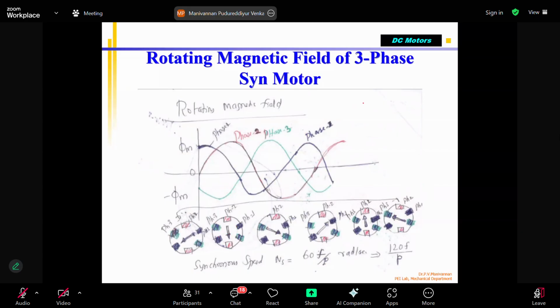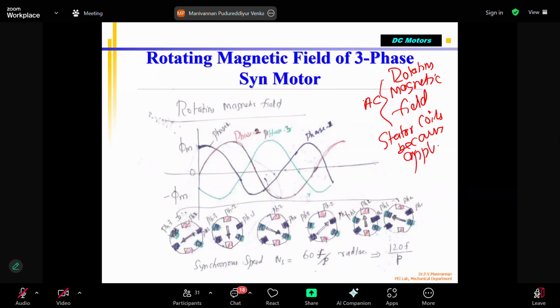So how it works is, you have an AC magnetic field. In fact, I call it an AC rotating magnetic field, generated by the stator coils. There are 3 stator coils because an AC voltage is applied to the stator coil. AC current flows, so the AC magnetic field is also increasing and decreasing. Because of that, the rotor.